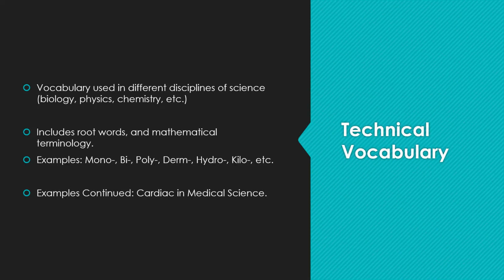Now, besides standard international vocabulary for science, there is technical vocabulary, which is a vocabulary used in different disciplines of science. Examples like biology, physics, chemistry, medical science. They include root words and mathematical terminology. I have some examples here of mono, which means one, like monosaccharide, or bi, like bivalent, poly, polysaccharide, derm, which refers to the skin, like dermis, hydro as in water, kilo as in thousand or kilometer.